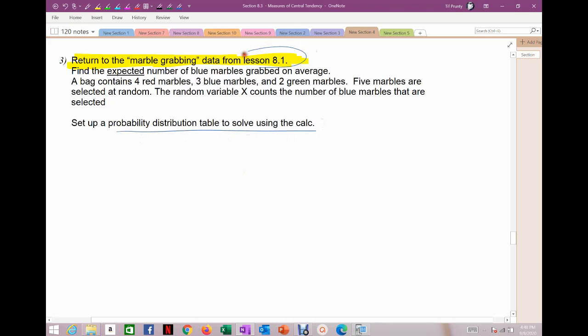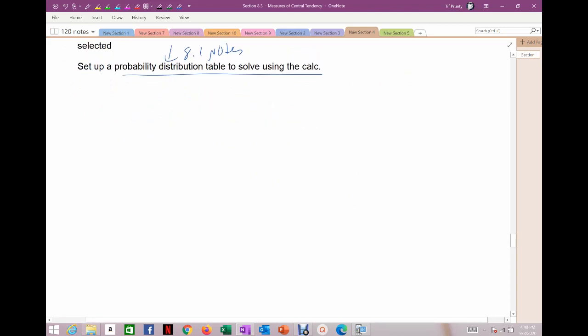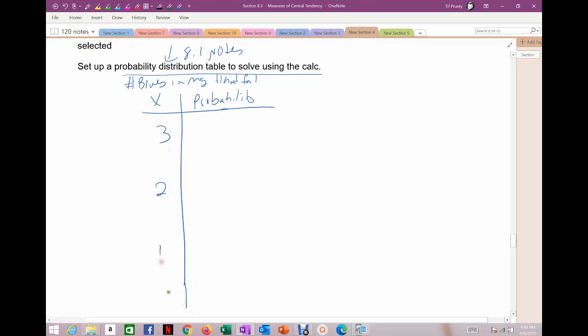We already did the probability distribution in lesson 8.1, so I'm just going to write this down from our 8.1 notes. So in 8.1, x represents the number of blues in my handful, and this is the probability. So I could have 3 blues in my handful, 2 blues, 1 blue or no blue in my handful. And if you remember, this was 15 out of 126, 60 out of 126, 45 out of 126, and 6 out of 126. That's from the 8.1 notes.